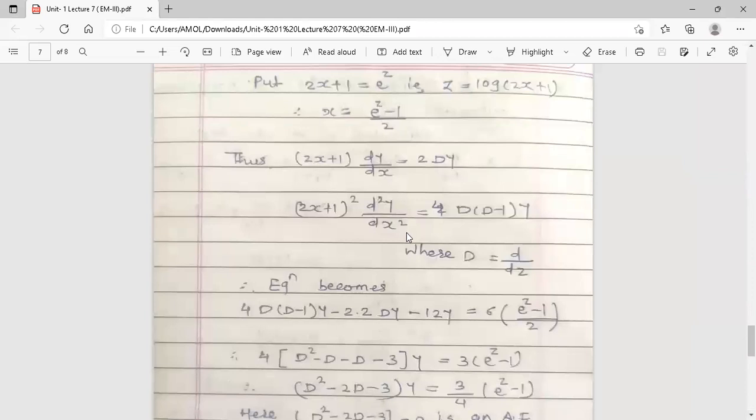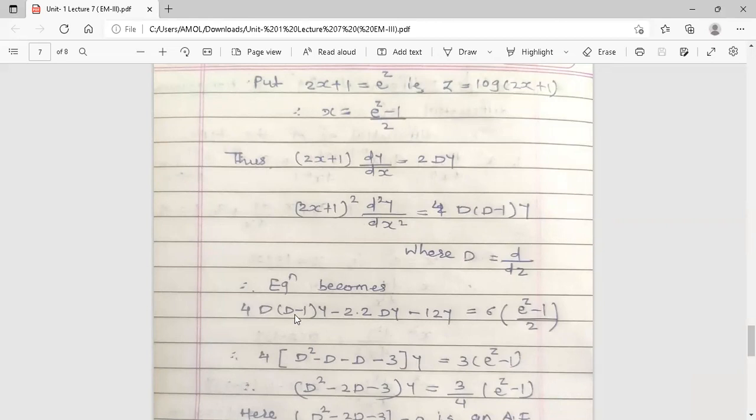In the example, 2x plus 1 into dy by dx, its replacement is 2 into Dy because the value of a is 2. And 2x plus 1 whole square into d2y by dx square is 2 square, 2 square is 4, so you write 4 into D into D minus 1 into y, where D is d by dz. So 2x plus 1 whole square into d2y by dx square, its replacement is 4D into D minus 1.